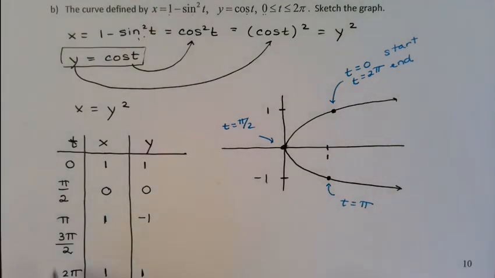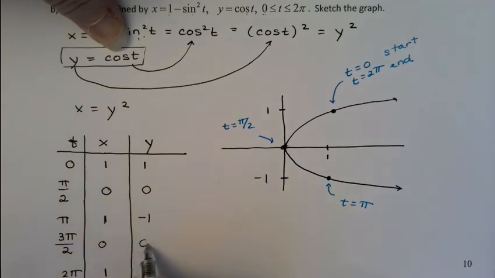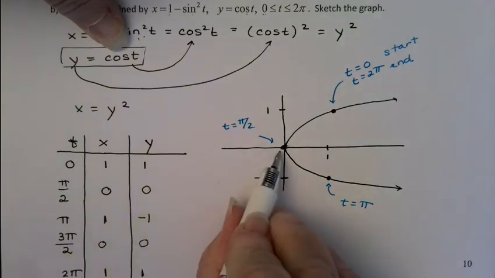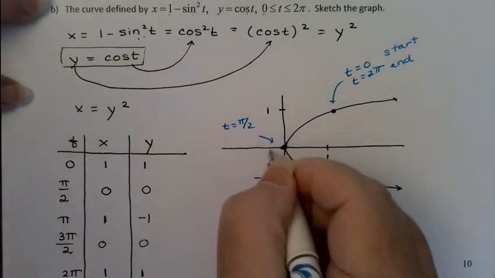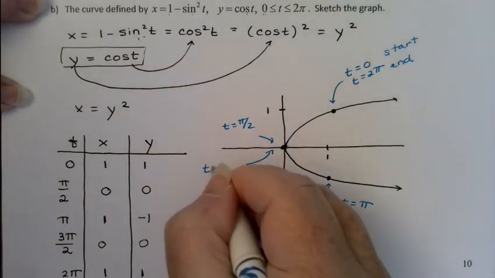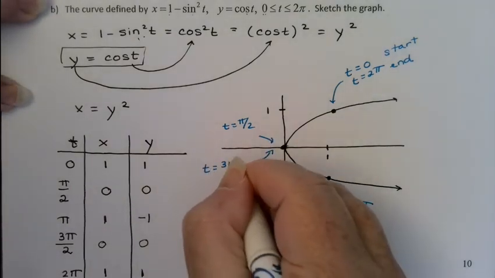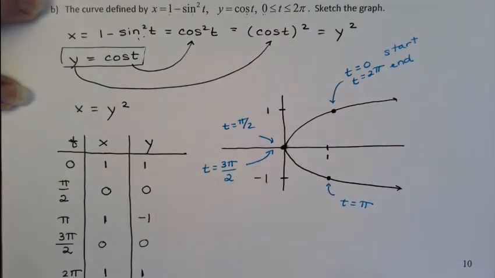Keep going. 3 pi over 2. Sine of 3 pi over 2 is negative 1, but squaring that's going to give me 1. So 1 minus 1 is 0. And the cosine of 3 pi over 2 is 0. So now I'm back here to the vertex at 0, 0 again. So here we once again are at t equal 3 pi over 2. And then of course at 2 pi we're back to 1, 1.